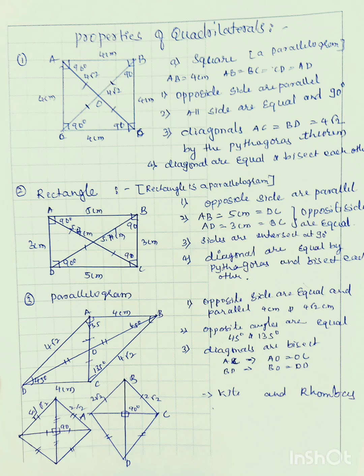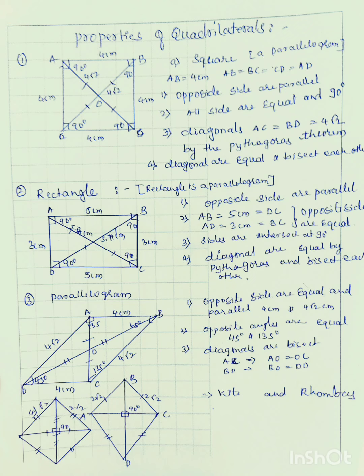2. Rectangle. Next, we have the rectangle. In this example, the opposite sides are parallel and equal, with AB and DC measuring 5 centimeters, while AD and BC measure 3 centimeters. Each angle in a rectangle is 90 degrees, easily confirmed by observing the perpendicularity of the horizontal and vertical grid lines.